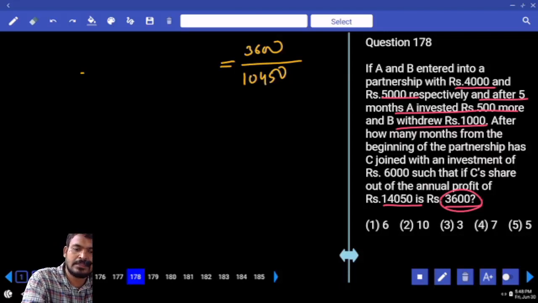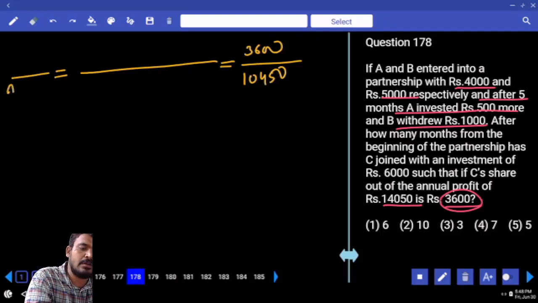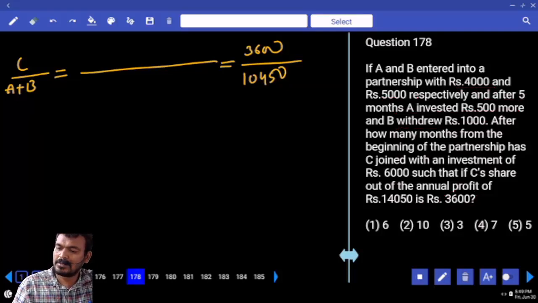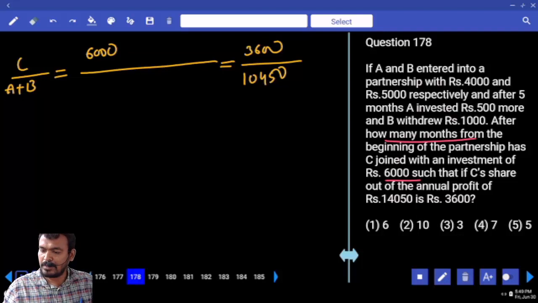10,450. That is the sum of the profits of which one? A and B only. Numerator: which one's profit? C. Denominator: A and B profit. First, what is the C investment? 6,000. But C joined after how many months? After how many months from the beginning of the partnership did C join?